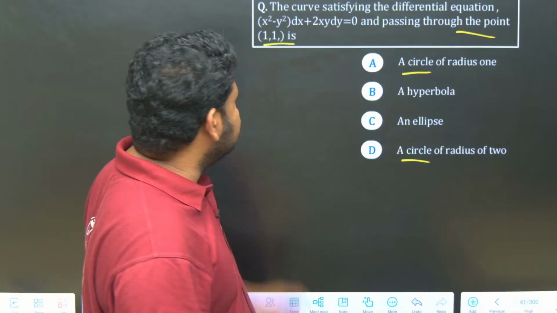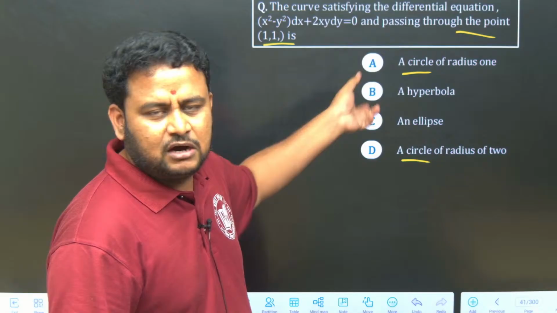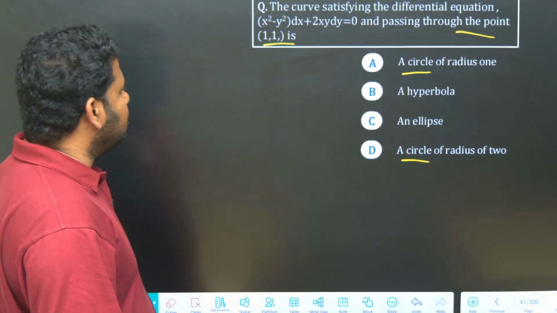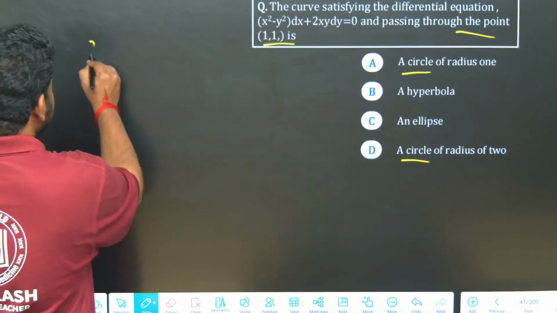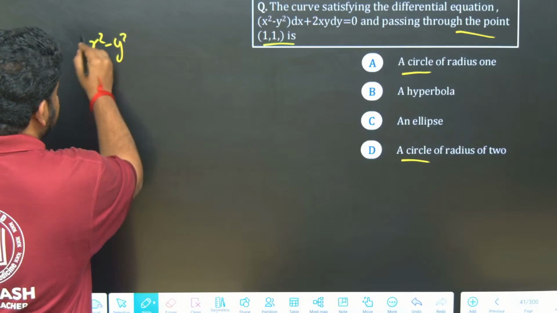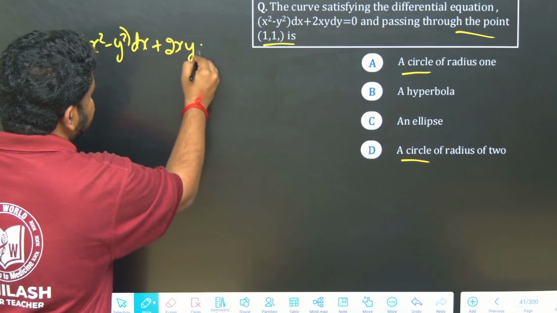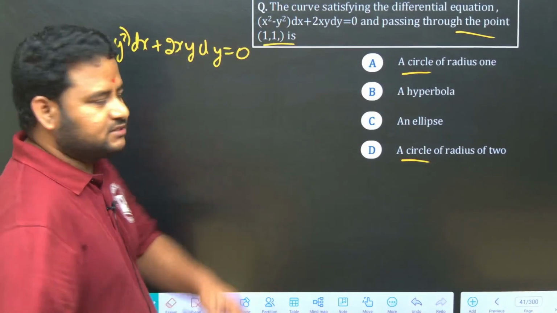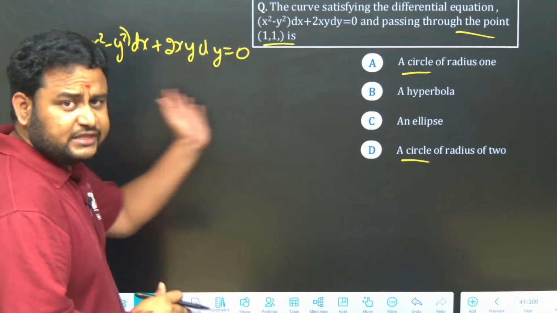Now look at this question. This is a question combining differential equations and conic sections, or you can say circles for that matter. Let us have a look at this question. It is given: x square minus y square dx plus 2xy dy is equal to 0. First I want it in the form of dy by dx, so I will divide the entire equation by dx.